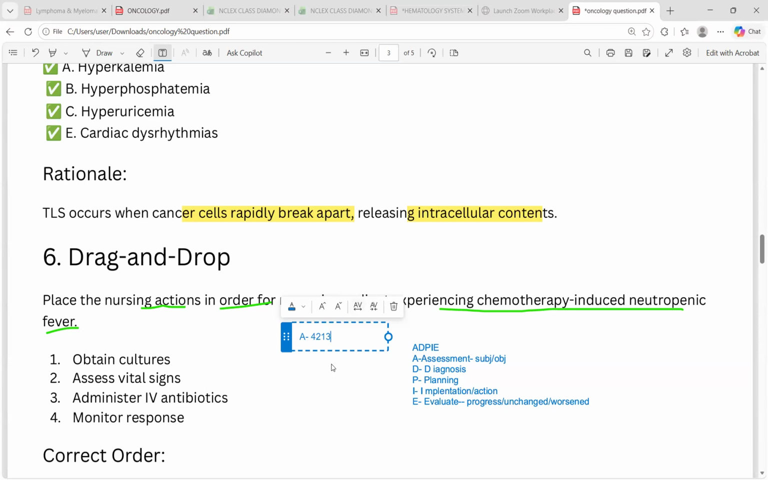So I am going with Ashwini's answer, 4213. For monitor response, then 2 assess vital signs, 1 obtain culture, 3 administer IV antibiotics. Janet's answer is 4132. Is it? Yes, ma'am.